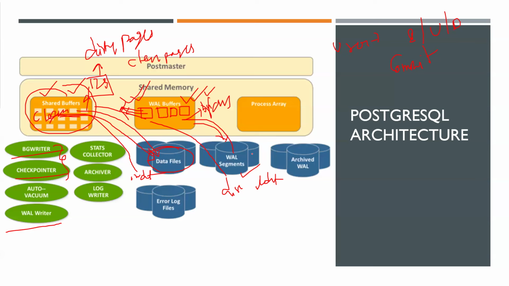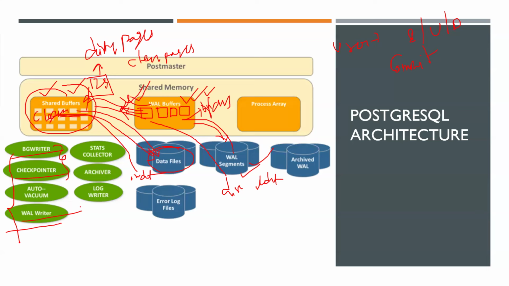About WAL buffer, WAL segment, who is moving? WAL writer is moving. About shared buffer, who is moving shared buffer to disk? Background writer, checkpointer. Regarding these three background processes and these two, is everyone clear about these segments? Who is moving your data from WAL buffer cache to WAL disk? This is the disk, this is the storage. WAL writer is moving.